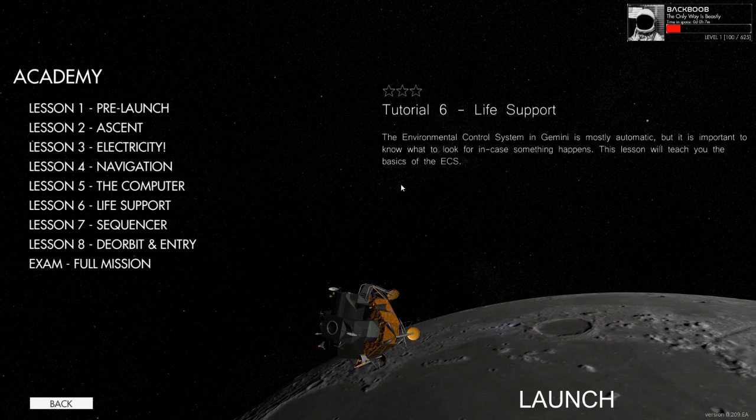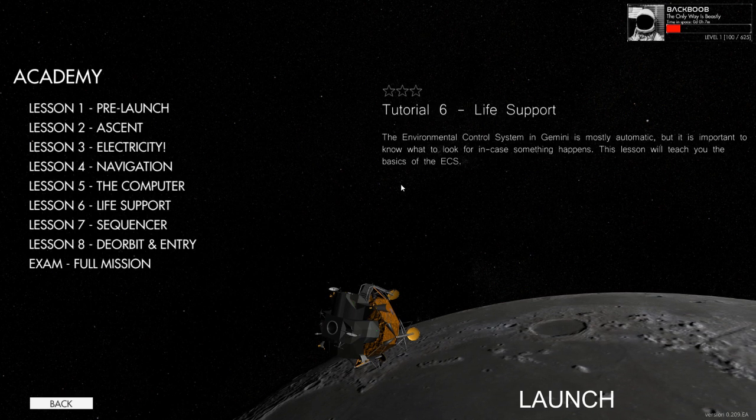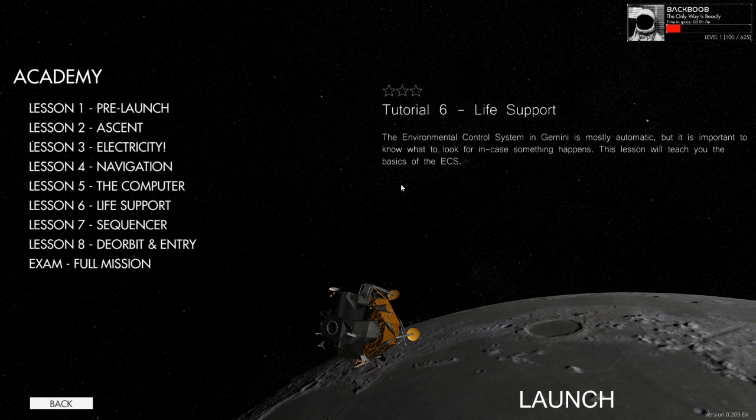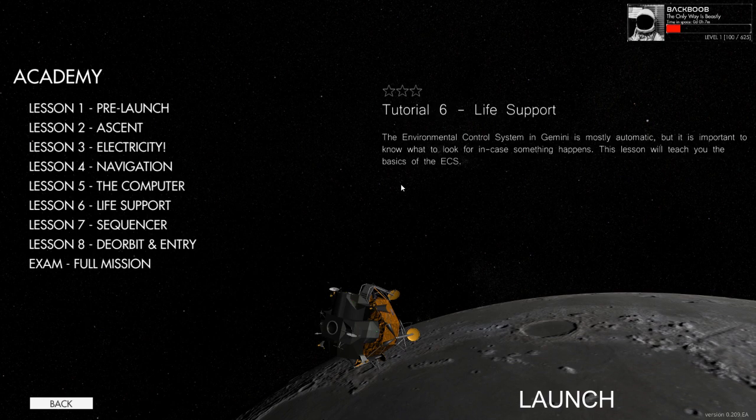So back to the Gemini Academy lessons. Today we're on tutorial number 6, which is life support. The environmental control system in Gemini is mostly automatic, but it is important to know what to look for in case something happens. So this lesson will teach you the basics of the environmental control system.